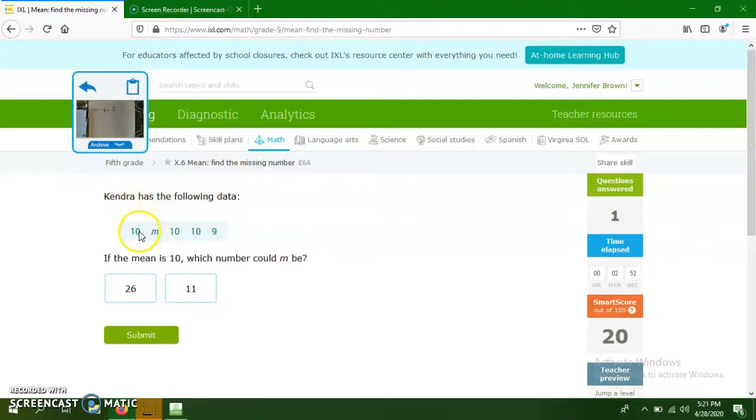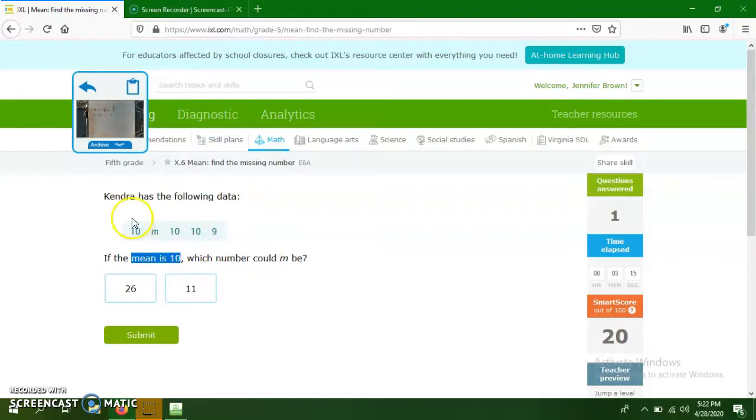So here's Kendra's data, 10, blank, 10, 10, 9. So I'm going to list out my data here, and I'm just going to put a blank where the M is. And then I'm going to write my two options. It could either be 26 or 11. And they want the mean to be 10.